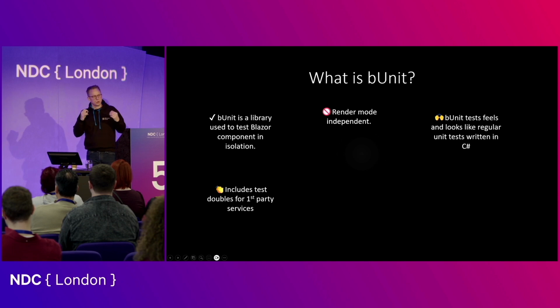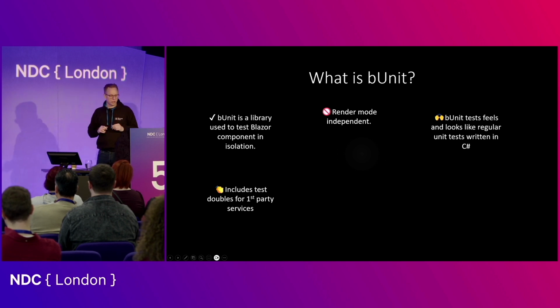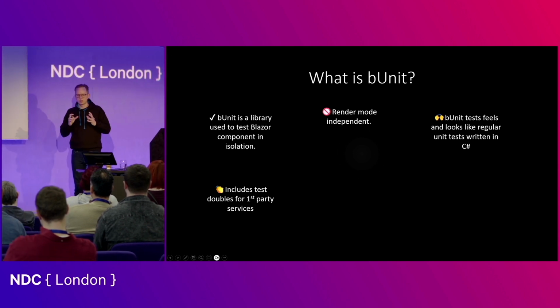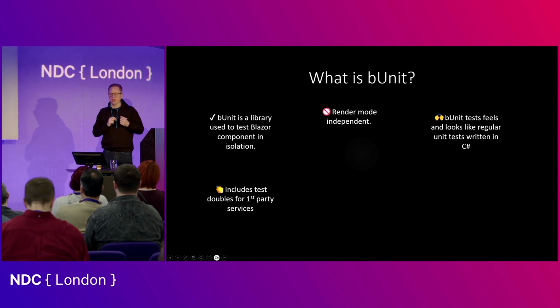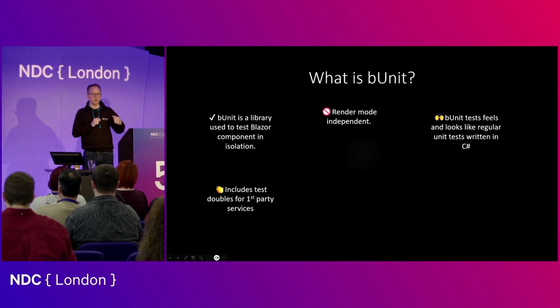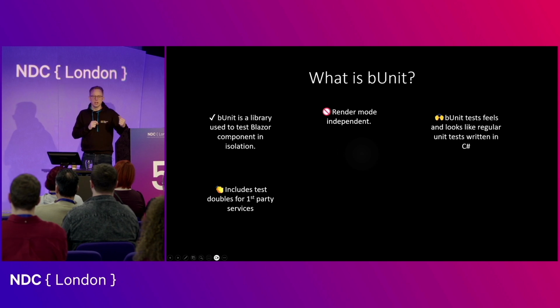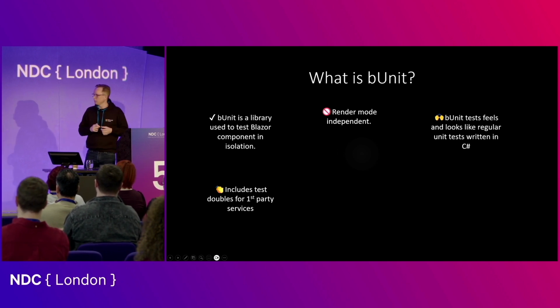And many of the tools, practices and libraries that you use together with bUnit and your favorite testing framework, XUnit, NUnit, MSTest, or, I think TUnit is the new hot kid on the block, will work together. We also include some first-party services, or test doubles, for those. Like we have a fake navigation manager, we have a fake for authentication in Blazor, so that it's easy to test scenarios like that.